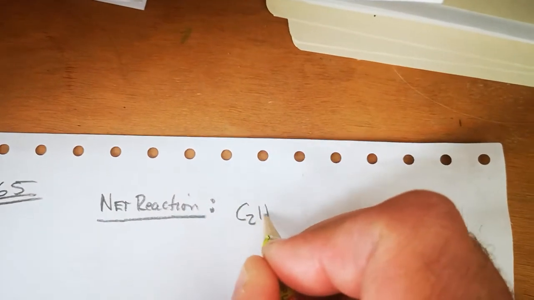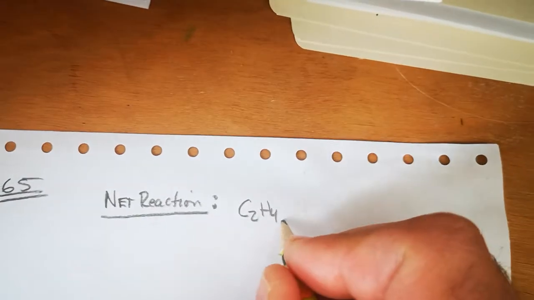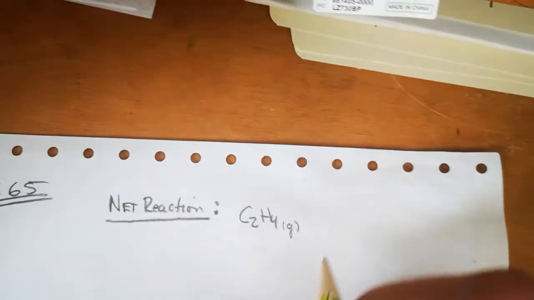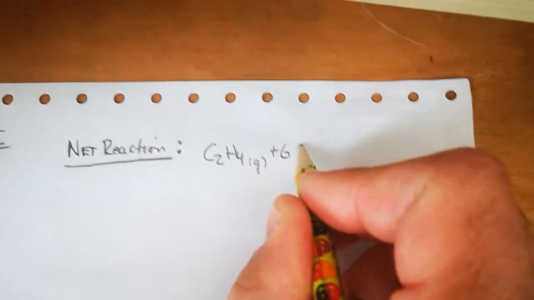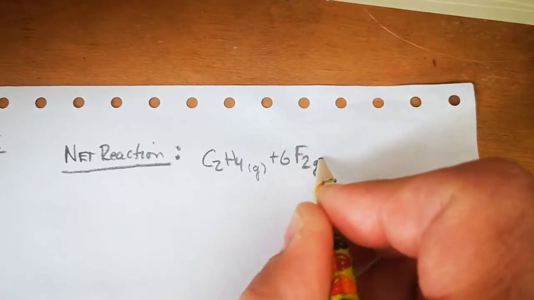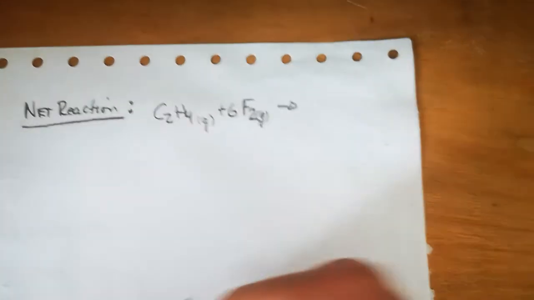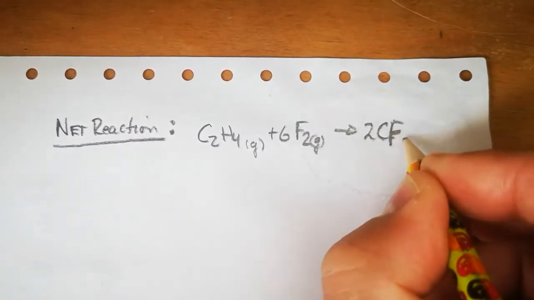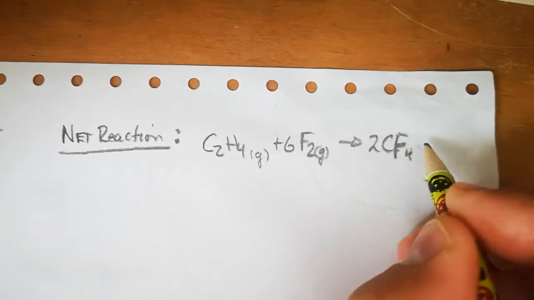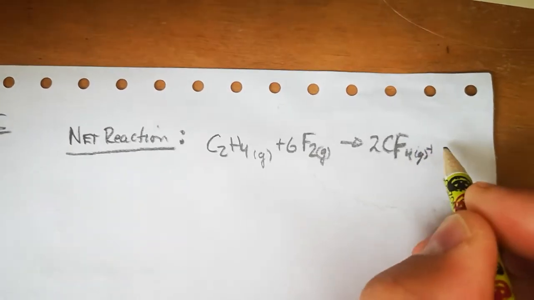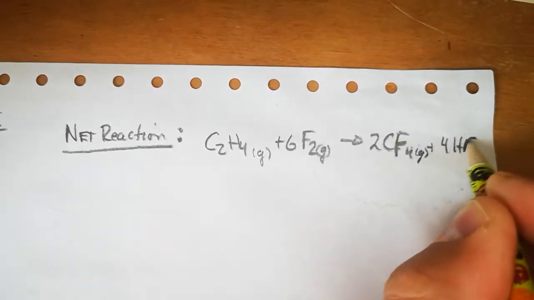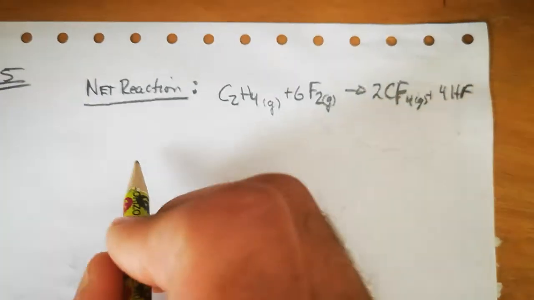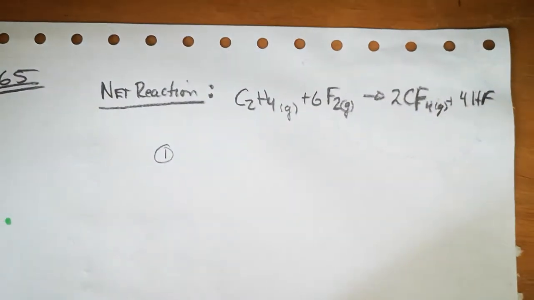So the net reaction here is we have C2H4, or ethene gas, plus 6 fluorine gas molecules are going to form 2 carbon tetrafluorides gas plus 4 hydrofluoric acids. So that's our net reaction. Let's look at reaction number 1 that we're given here.